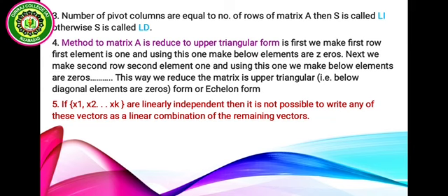Here is the next note. If x1, x2, up to xk are linearly independent, then it is not possible to write any of these vectors as a linear combination of the remaining vectors. If in the given set of vectors any vector is a linear combination of the others, then those vectors are called linearly dependent. If no vector can be a linear combination of the others, then those vectors are linearly independent.